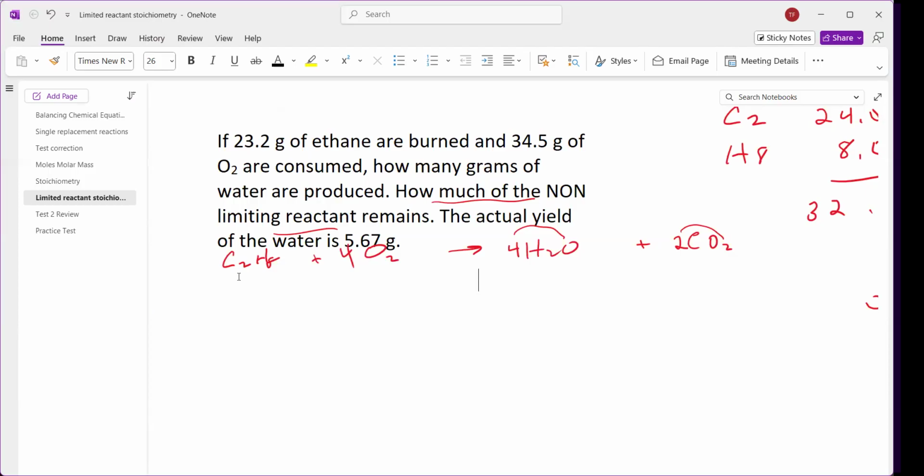Hydrocarbons only have carbon and hydrogen in them. Gasoline, hydrocarbon. Diesel, hydrocarbon. Jet fuel, and there's a lot of hydrocarbons around. And most of that comes from oil. Okay, so we have ethane burning in an oxygen environment yields water and carbon dioxide. I went ahead and balanced it.